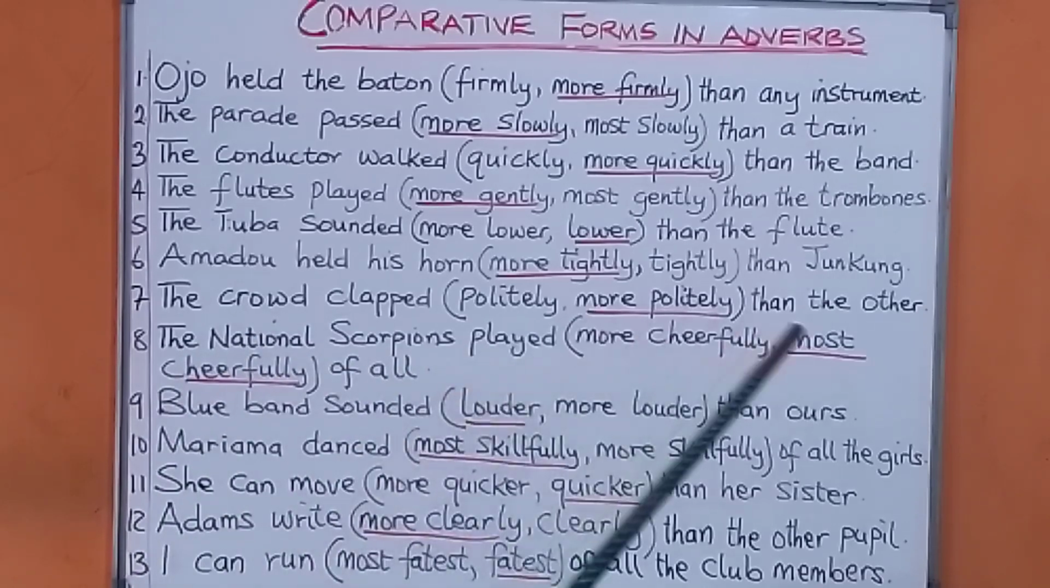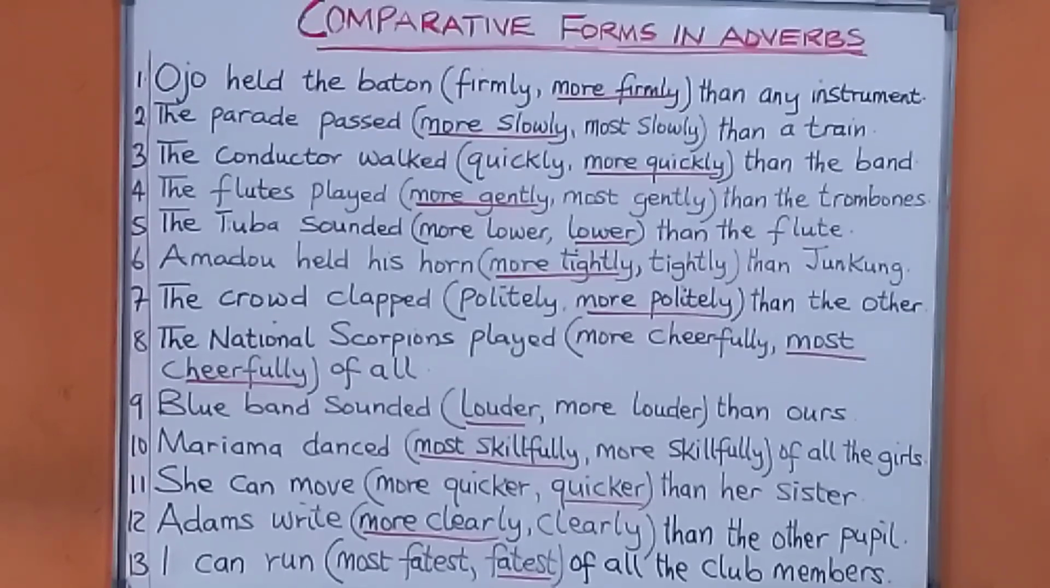National Scorpion played most cheerfully of all. Bluebird sounded louder than ours. Mariama played most skillfully of all the girls. She can move quicker than her sister. Adams writes more clearly than the other pupil. I can run fastest of all the club members. So we've been able to get the correct answers to each of these sentences.